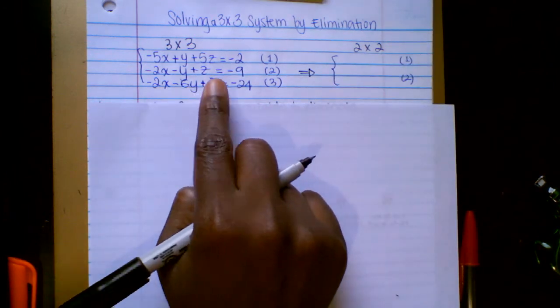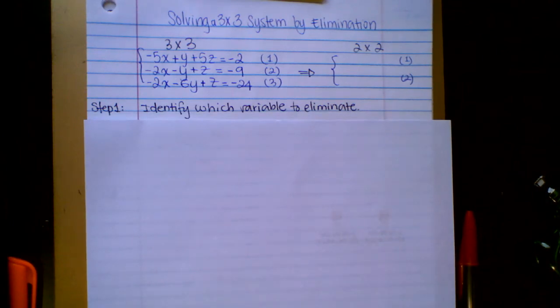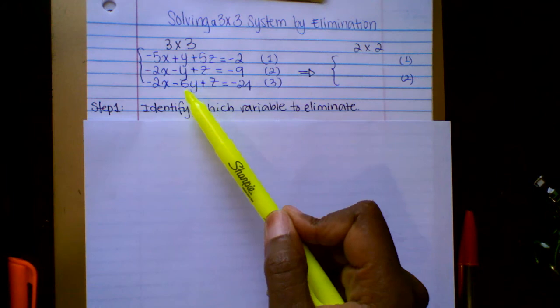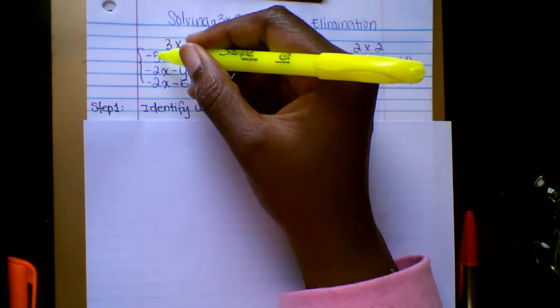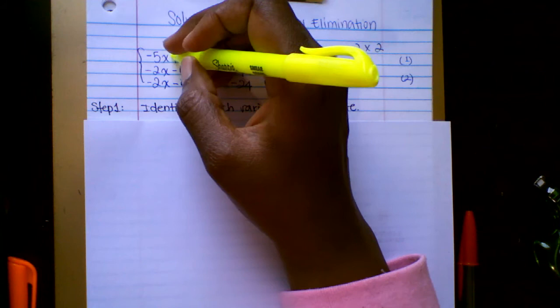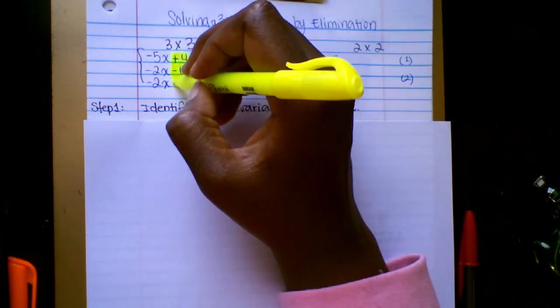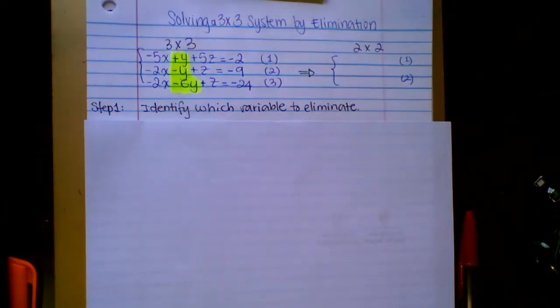Here we have three variables, so you have to eliminate one. You have to identify which variable to eliminate. You can choose to eliminate variable x, variable y, or variable z. It's up to you. After looking here, I'm choosing to eliminate variable y, and the reason is that the first two equations are already opposite of each other, right? So it'd be much easier to start by eliminating variable y. That's what I'm going to do.